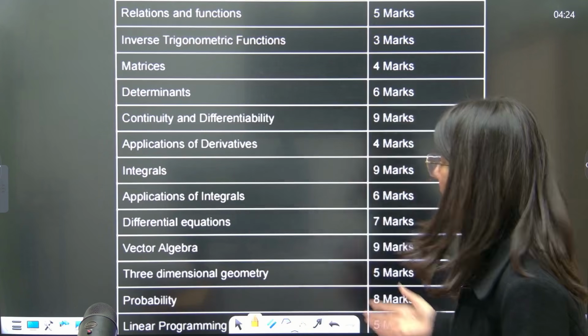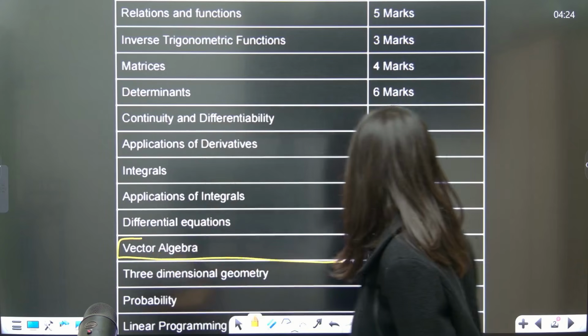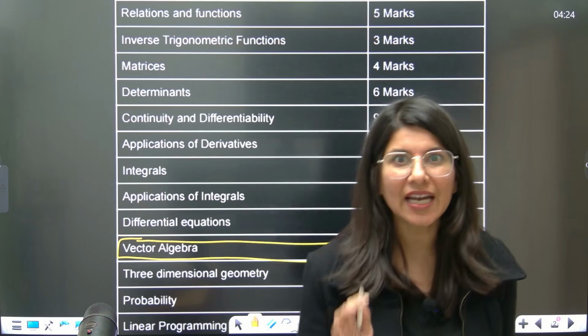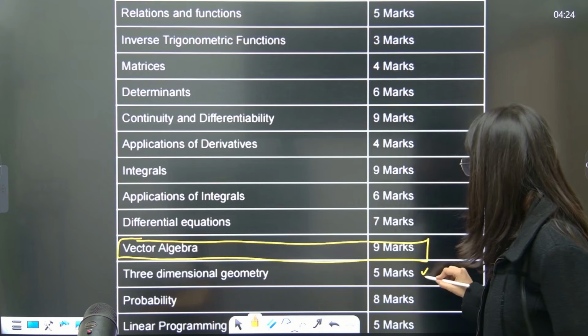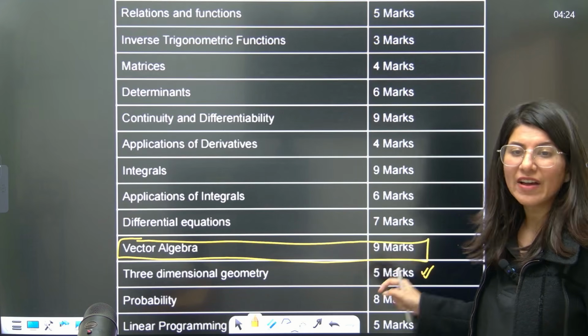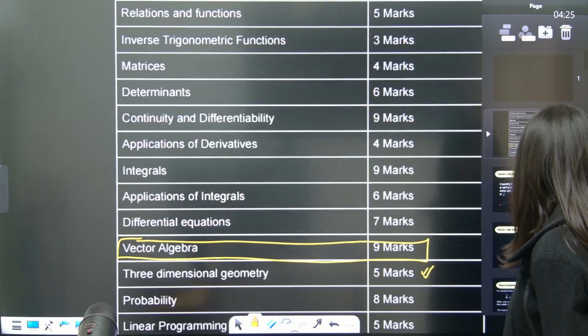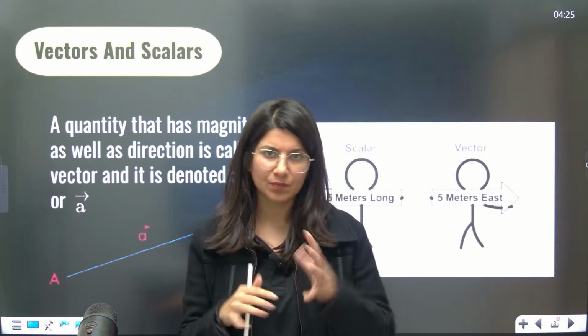And here I am with the weightage analysis. So vector algebra, you can clearly see 9 good marks, not a joke. 9 marks from vector algebra alone. And after that, we are going to do 3D geometry as well, because this is a combination chapter. So 9 plus 5, 14 marks you can expect from these two chapters. Now, let me just start with the theory part and PYQ part.